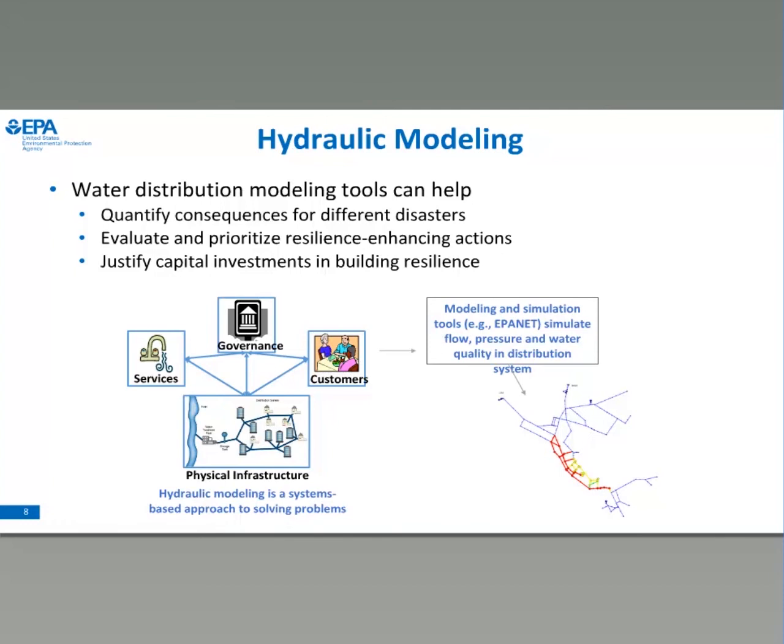So using hydraulic modeling is a system-based approach to solving the problems, rather than looking at individual components. So using a distribution system network model, you take into account the physical infrastructure such as the pipes, tanks, pumps, valves, etc.